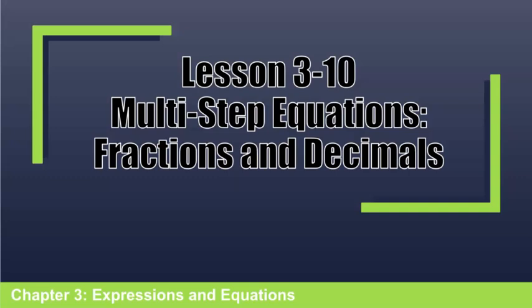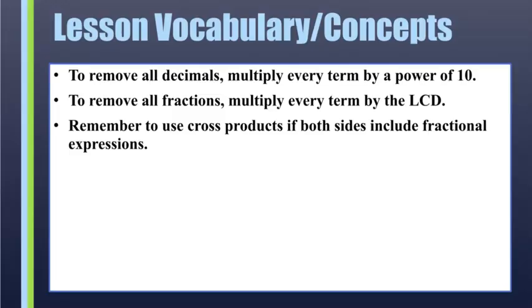Lesson 3-10, multi-step equations, fractions, and decimals. To remove all decimals in an equation, you multiply every term by a power of 10. It could be 10, it could be 100, it could be 1,000. It all depends on the most decimal places you have. So you'd multiply by that power of 10 to remove all possible decimals.